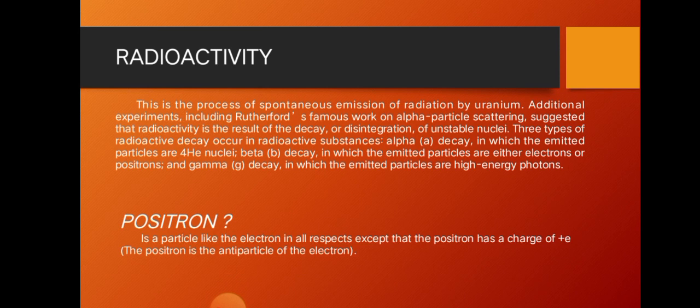Three types of radioactive decay occur in radioactive substances: alpha decay, in which the emitted particles are helium nuclei; beta (β) decay, in which the emitted particles are either electrons or positrons; and gamma (γ) decay, in which the emitted particles are high energy photons. What are positrons? Positrons are particles like the electron in all respects except that the positron has a charge of positive e. The positron is the antiparticle of the electron.